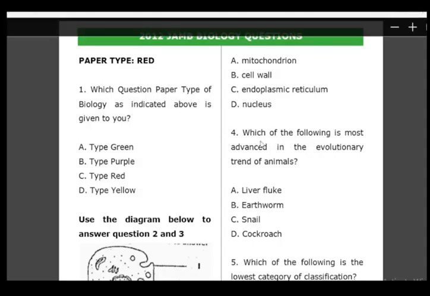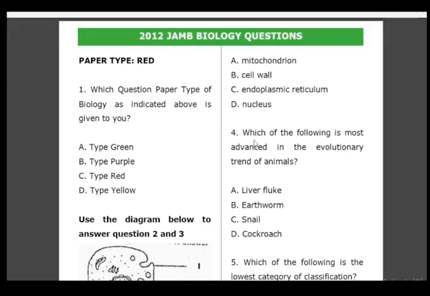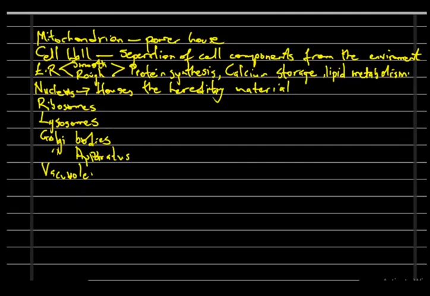Going to question 4. The question 4 there says, which of the following is most advanced in the evolutionary trend of animals? So we have option A, liver fluke, option B, earthworm, option C, snail, and option D, cockroach. Now I will leave us with this particular acronym that can help us memorize what the evolutionary trend of animals looks like. Let me put it here for us because it is a bit long.